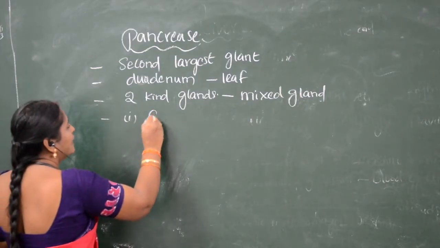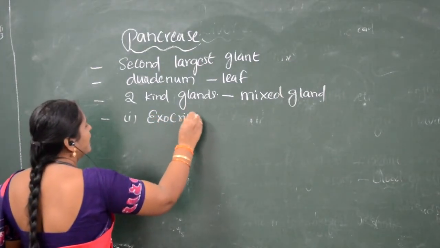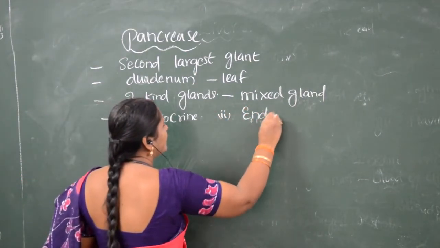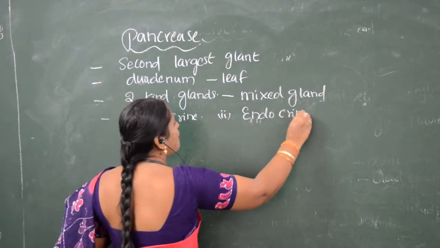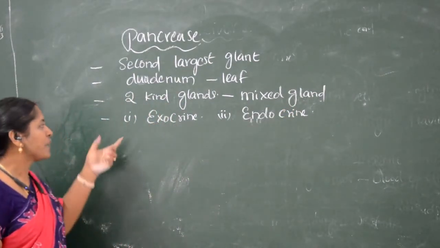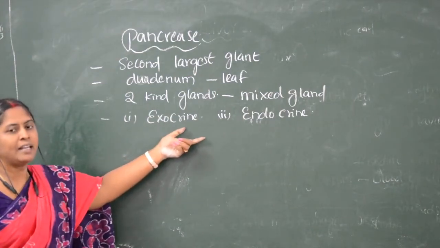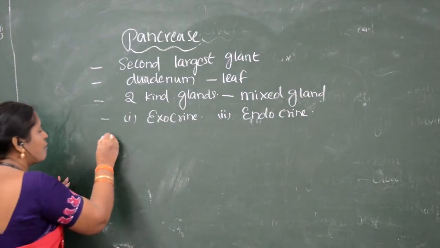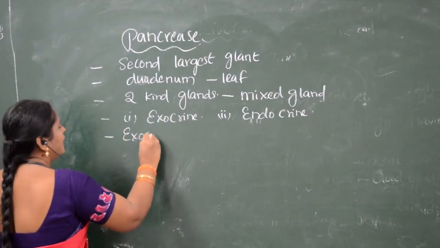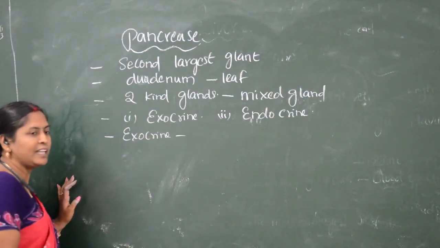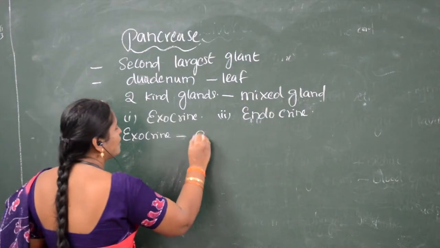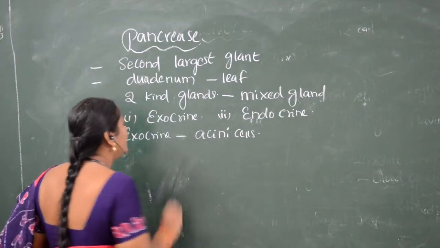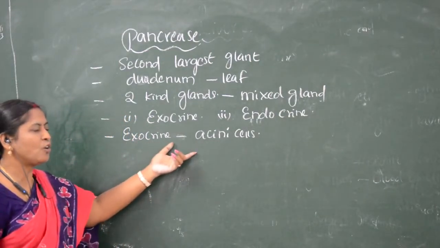One is the exocrine pancreas, another one is the endocrine pancreas. First we will see about exocrine. The cells present in the exocrine pancreas are called acini cells.